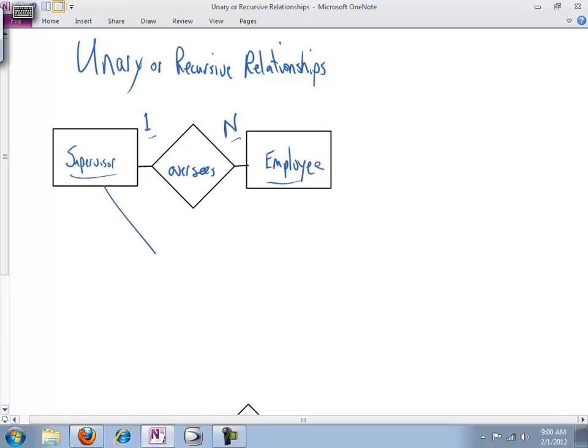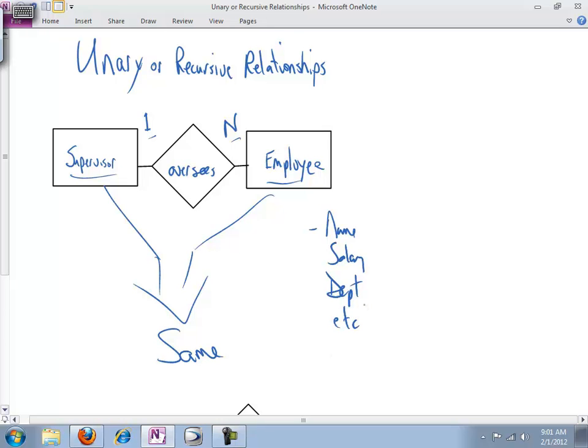However, here's the rub. Here is the tricky part. Supervisors and employees are in many ways the same. A supervisor is surely also an employee. A supervisor, unless they're at the very pinnacle of the organization, also has a supervisor. A supervisor, just like an employee, has the same attributes: name and salary and department and so on. So it's problematic to make a separate copy of a supervisor and treat it as a separate entity, because ultimately it is not. And that's okay, because we don't have to.